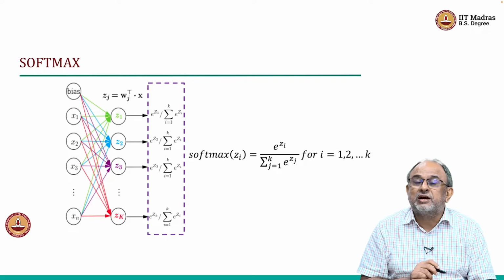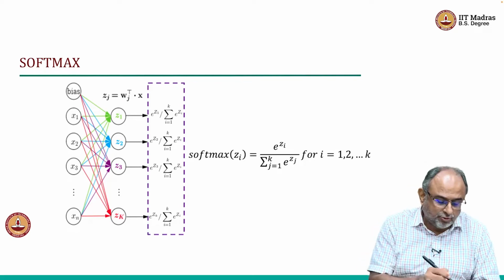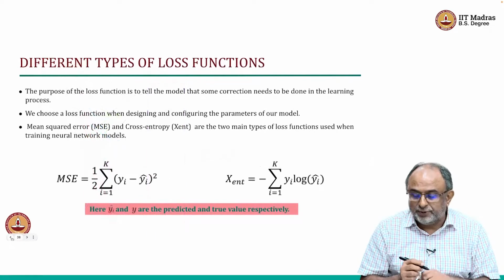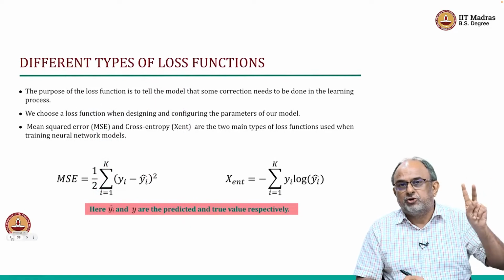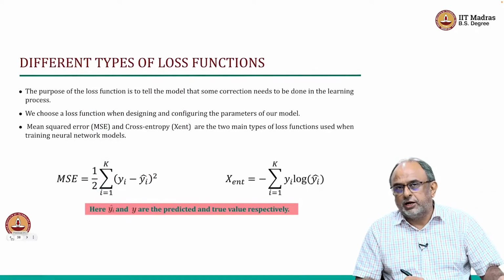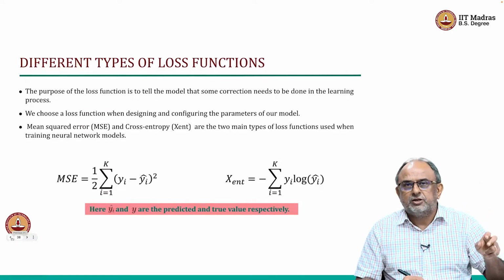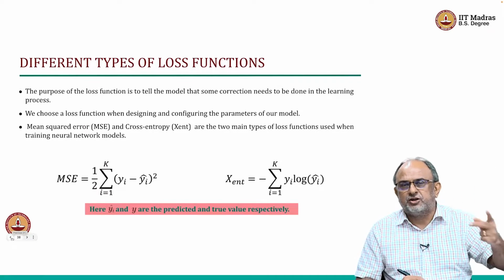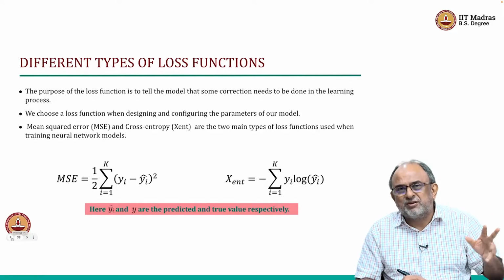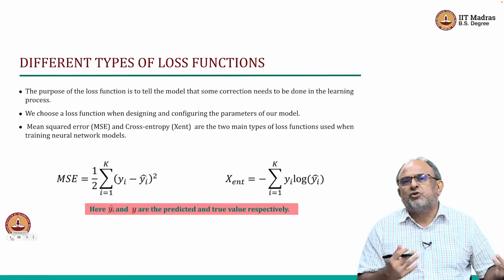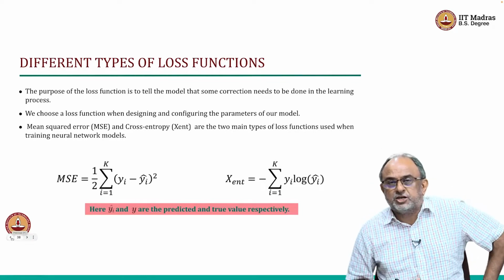Let us say I am doing a K class problem. Previously in diabetes and all, I talked about 0 or 1, a binary class, diabetic or not diabetic. So it was a 0 or 1 binary problem: male or female, adult or child, black or white, cat or dog. So you are always doing a binary classification problem.